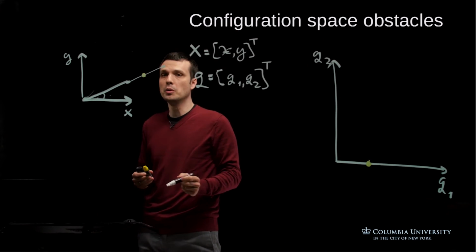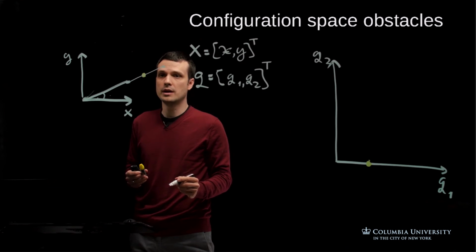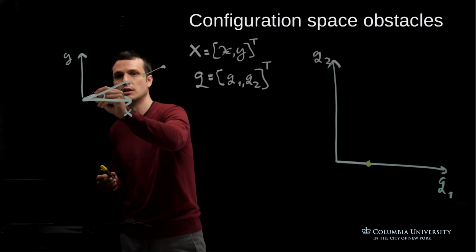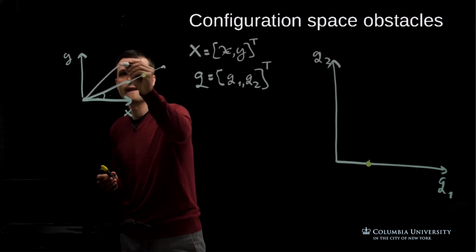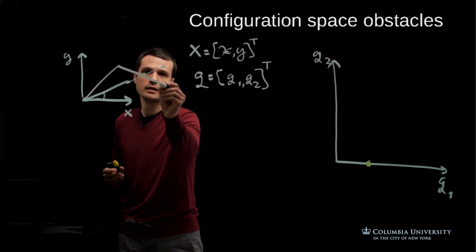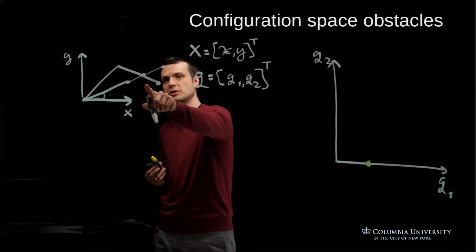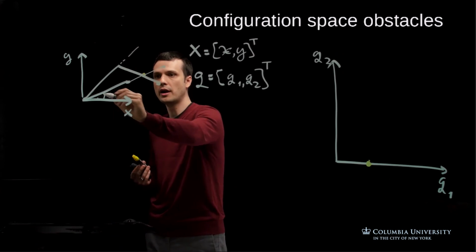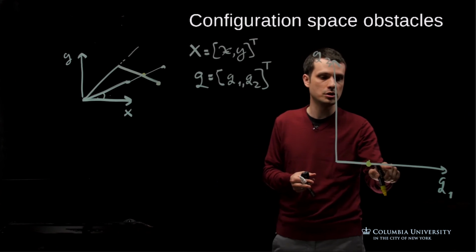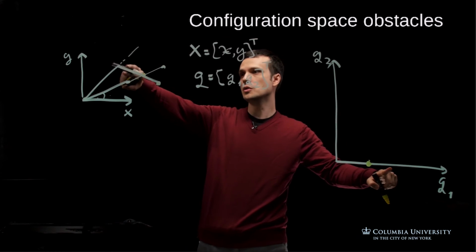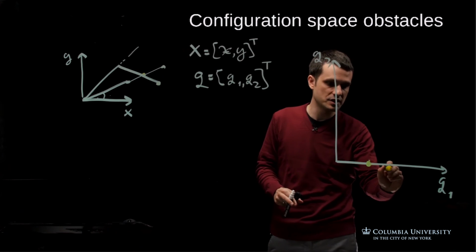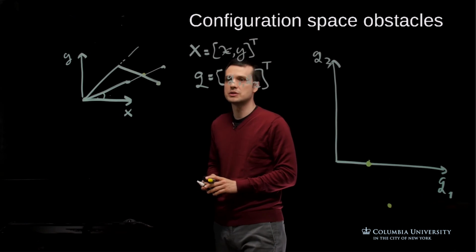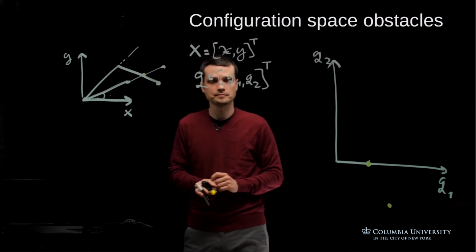But that's not the only configuration where the robot intersects the obstacle. For example, the robot could also look like this. And this is also an illegal configuration because the second link hits the obstacle, right? So in this case, Q1 is, let's say, 45 degrees. So maybe Q1 is right here. Q2 here is negative, let's say, negative 60, right? So Q2 is right here. This is also illegal because the robot intersects the obstacle.